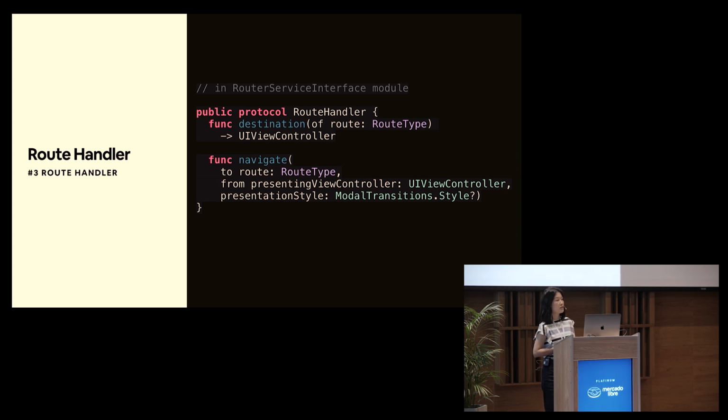Navigate performs navigation with a default presentation style the product owner indicated in their route handler. So this provides flexibility for the consumer so that they can customize presentation style if they need to, but still gives the product owner an option to specify a default style.